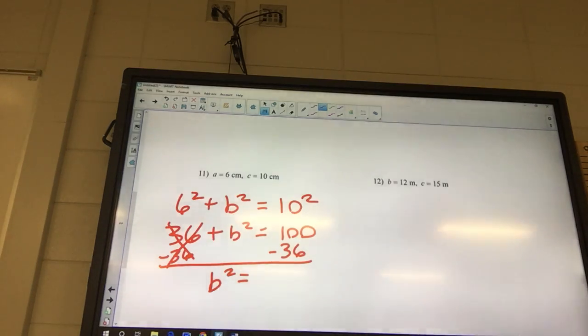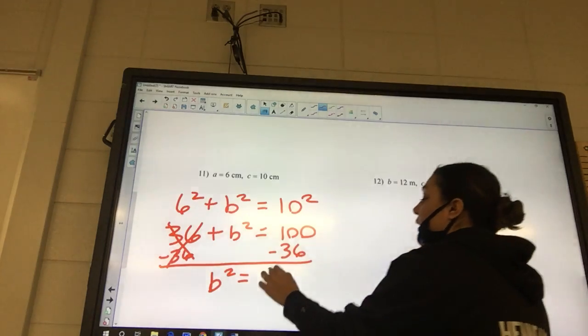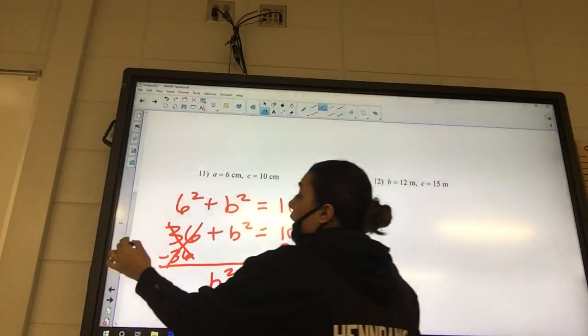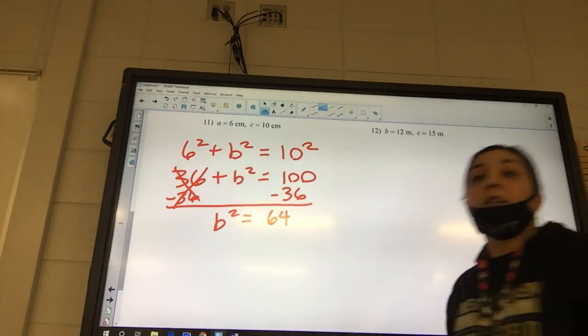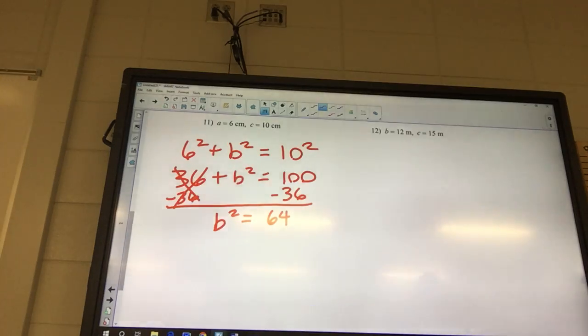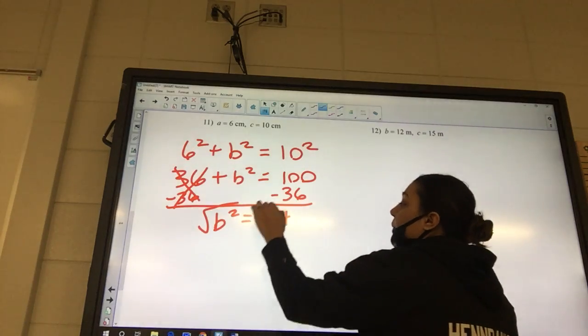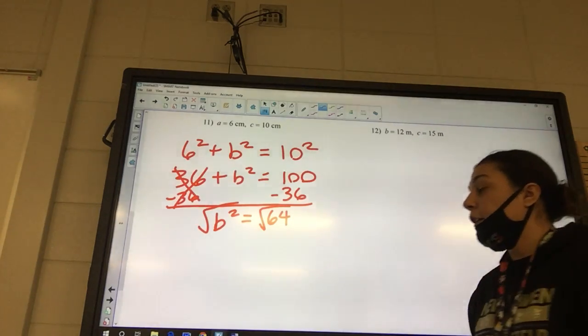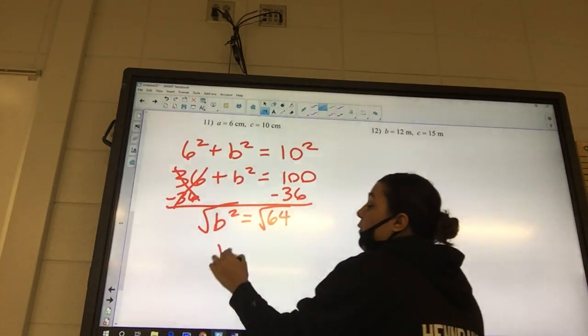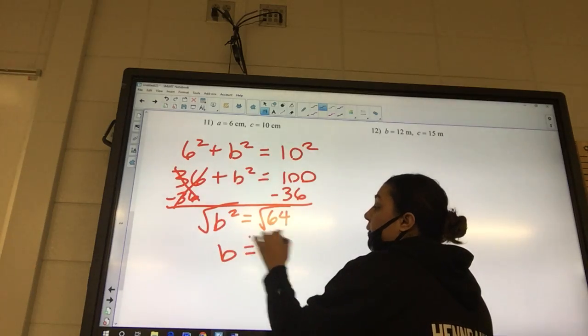I don't trust my math. Permission to look it up on myself. Nope, I already got 64. Okay, so I got B squared equals 64. What's our last step always? Square root, and it's 8. Okay, we're going to square root both sides. And if you type that in on your calculator, square root of 64, it is going to give you 8.